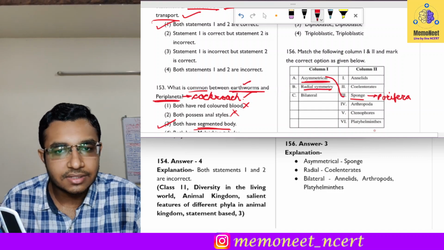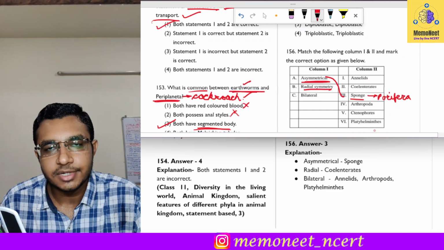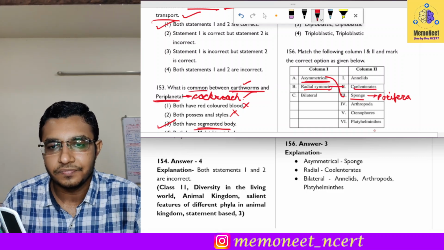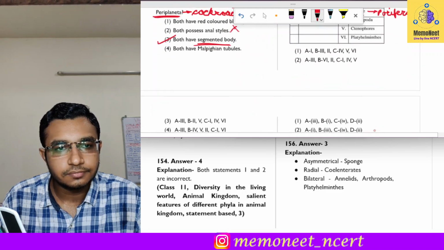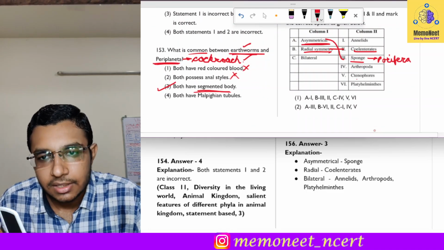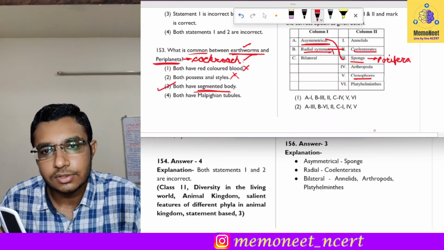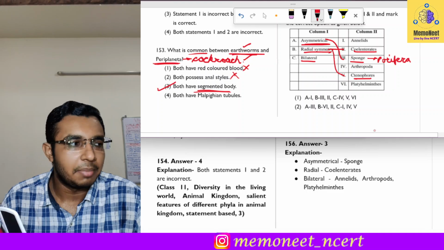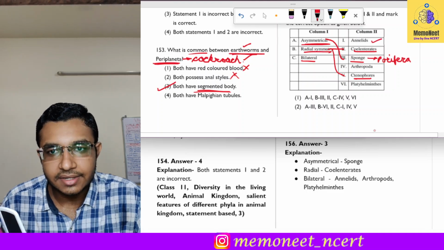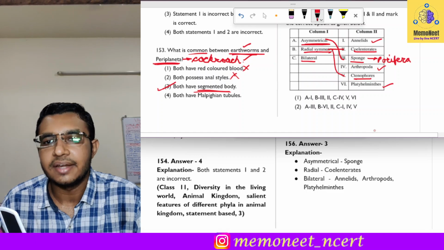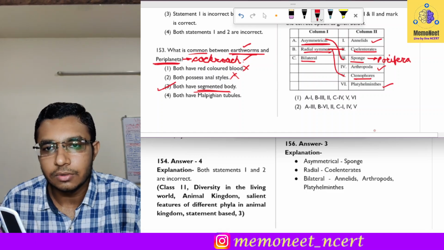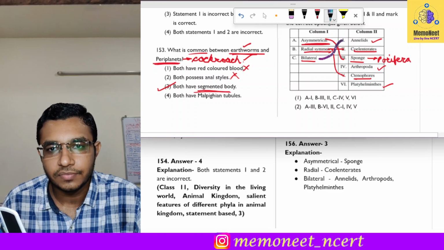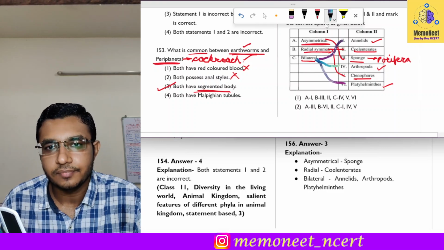Next is the radial symmetry. Which phyla show radial symmetry? Phylum Coelenterata shows radial symmetry, so B goes with 2. Also the phylum Ctenophora shows radial symmetry, so B goes with 2 and 5 both. Next is bilateral symmetry. The bilateral symmetry is shown by the annelids, then the arthropods and platyhelminthes. Okay, so C goes with 1, 4 and 6.